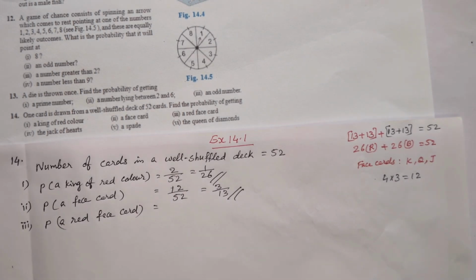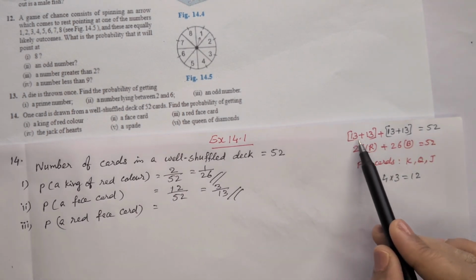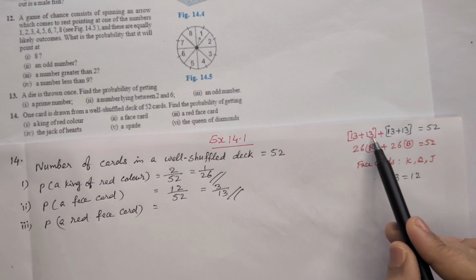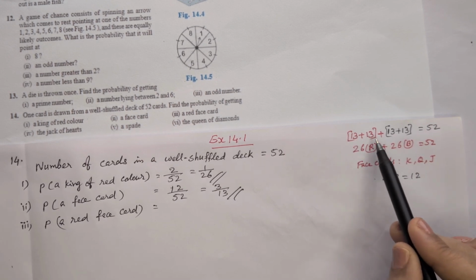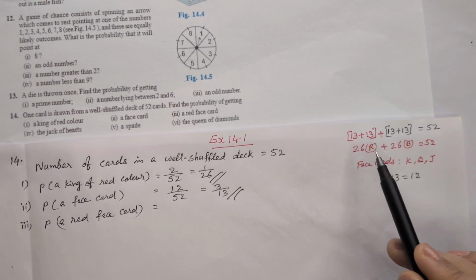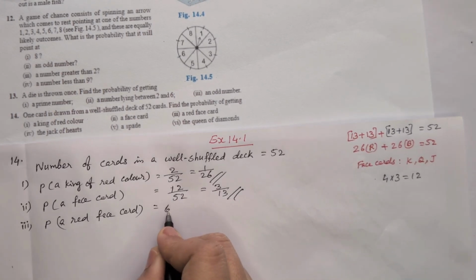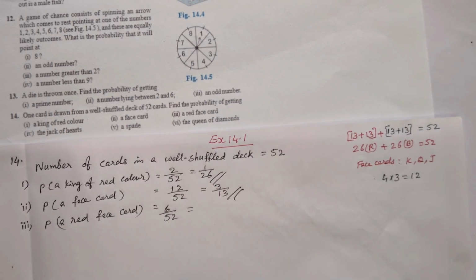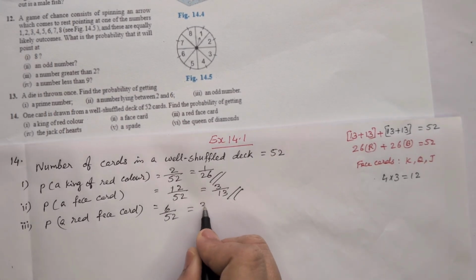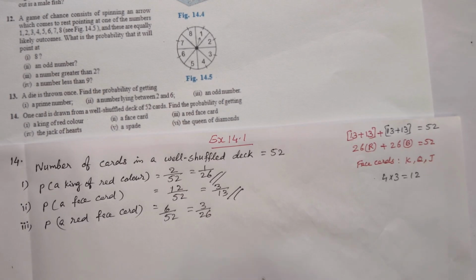Next, a red face card. So 3 face cards here. Again the second group also contains 3 face cards. Both are red sets. So total 6 face cards there. So we can write 6 by 52, which is equal to 3 by 26.